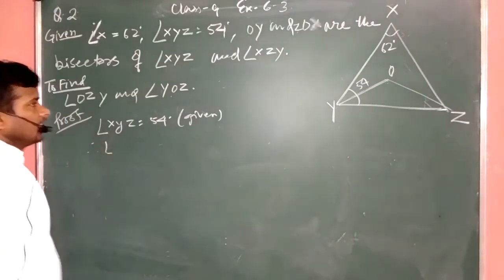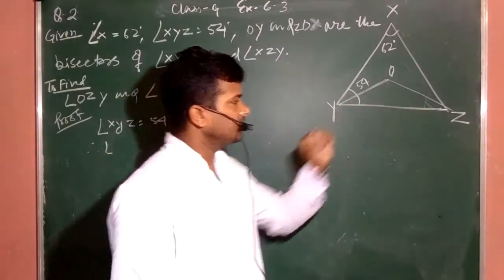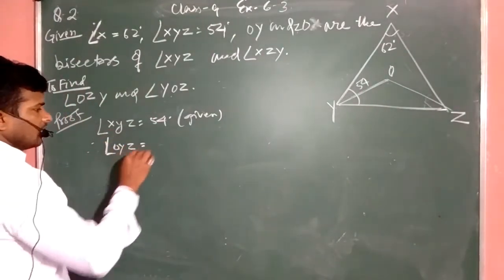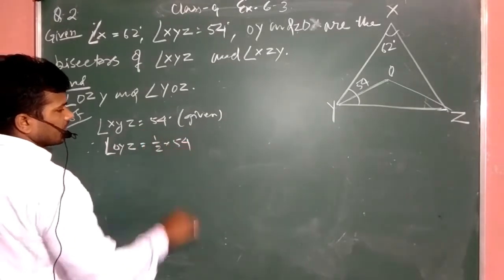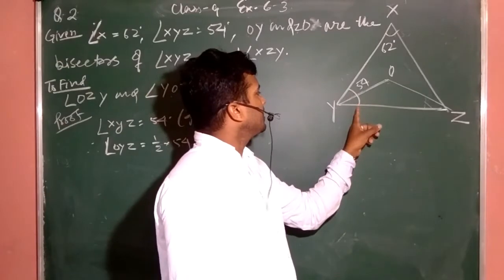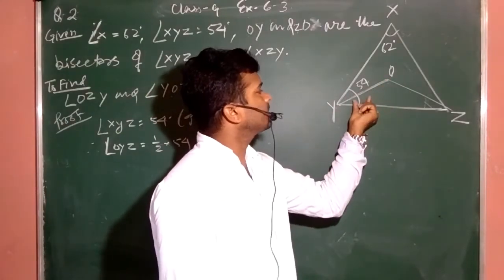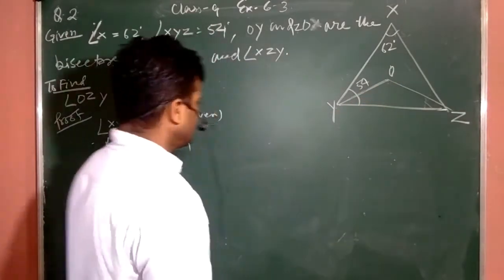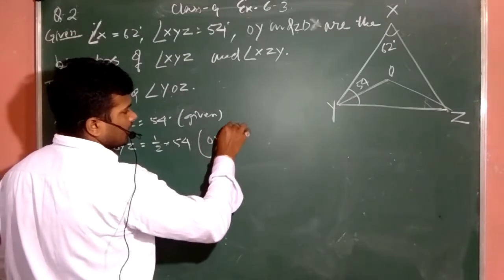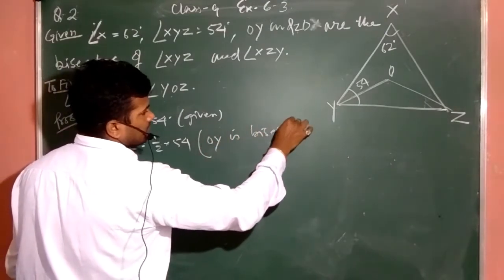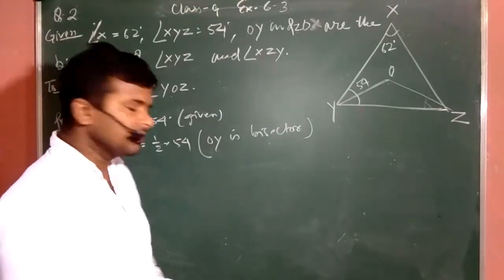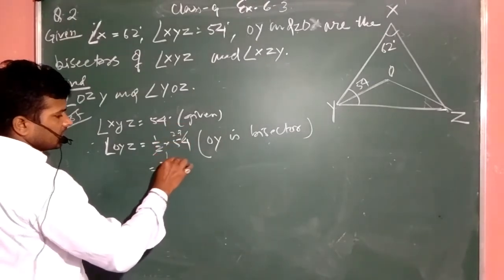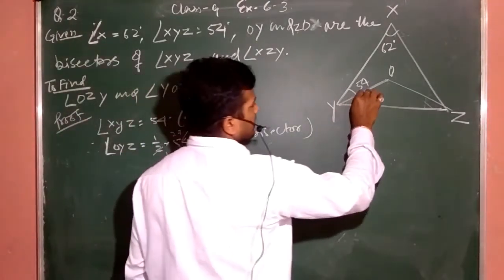Therefore, angle OYZ is half of 54. This complete angle is 54, then OYZ, this much only, is how much? Half of 54. Why? Because OY is a bisector. Here we have to write OY is bisector, that's why it is half. 2 ones are 2, 2 twos are 4, 2 sevens are 14. That means 27 degrees. This one we got 27 degrees.